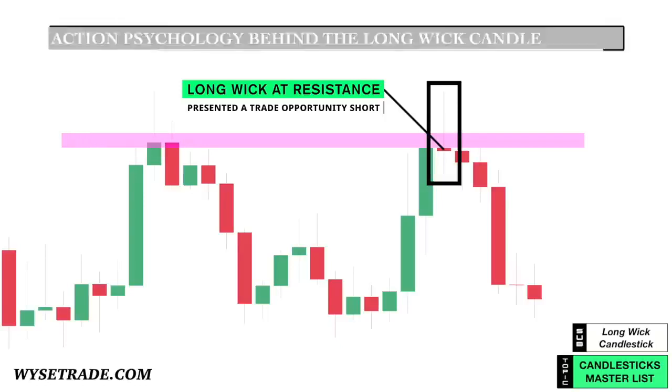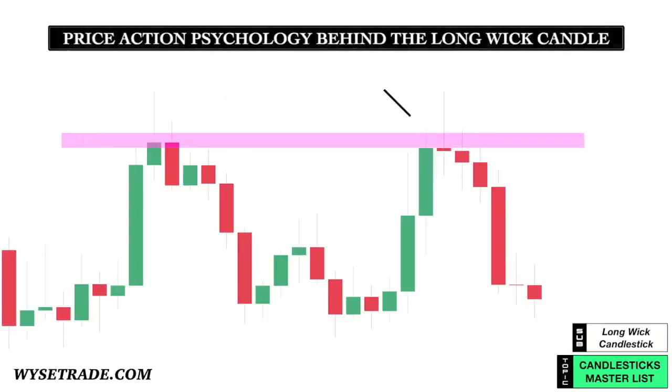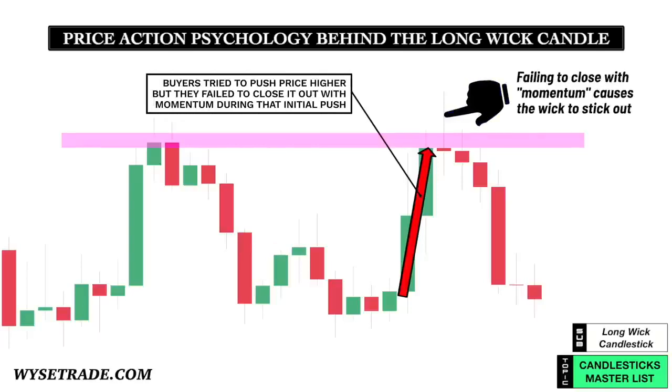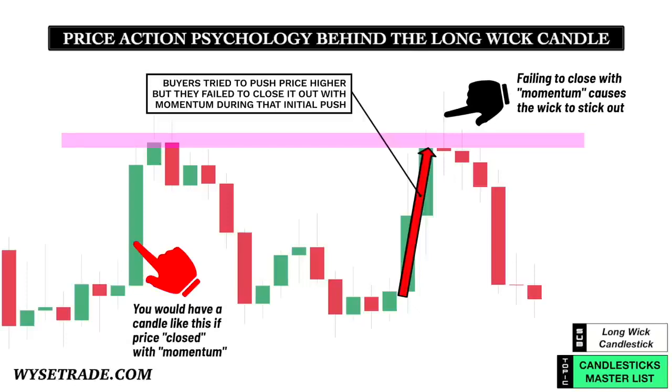So what is the price action psychology behind this pattern? Buyers tried to push price higher, but they failed to close it out with momentum during that initial push, causing the wick to stick out. If they closed with momentum, then the candle should have looked like this, which is a momentum candle.